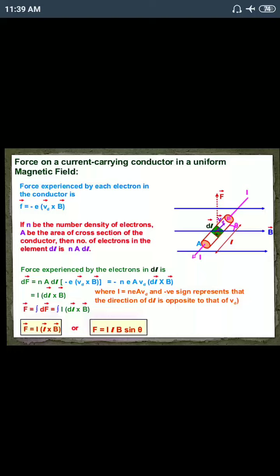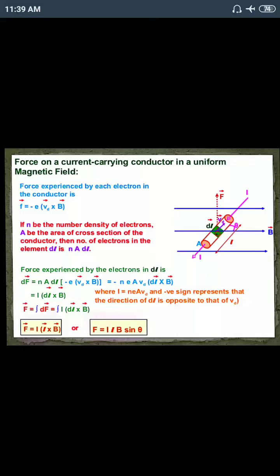In the last class we also discussed this one, so today I will start with that topic. Once I discuss the force on a current carrying conductor in a uniform magnetic field, we will proceed to the next topics of this chapter.